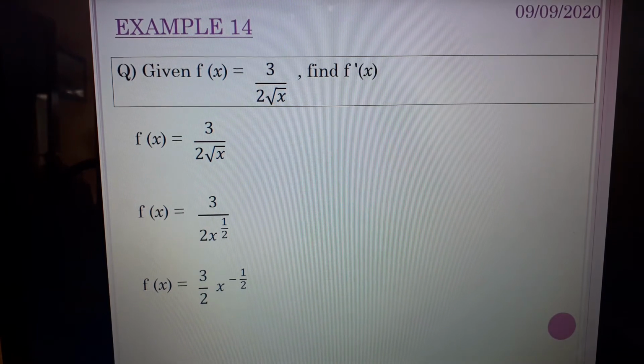So now we haven't even differentiated. We've done quite a lot of work there and we haven't even differentiated. So we're now ready to write down f dash of x. So we have to be careful here. We're multiplying our coefficient by our power. So we're going to do 3 over 2 times negative 1 over 2. So we'll have 3 times 1 on the top and 2 times 2 on the bottom.